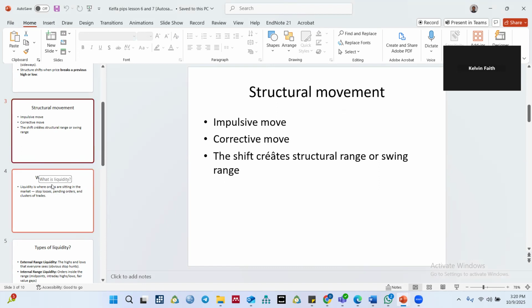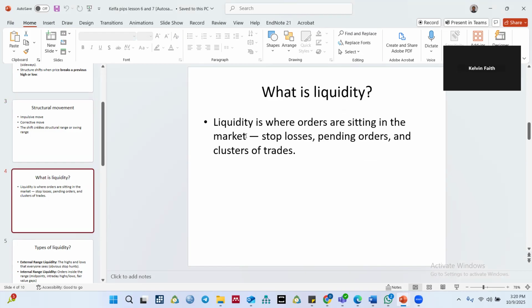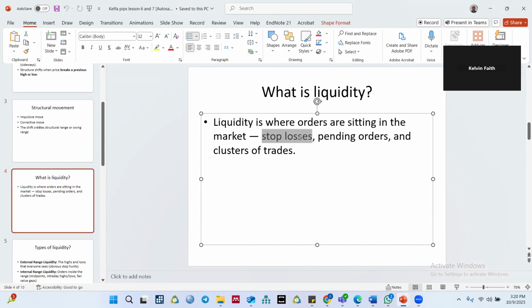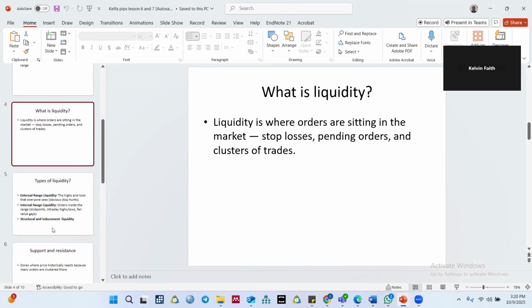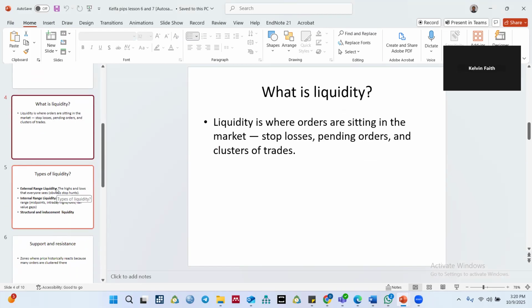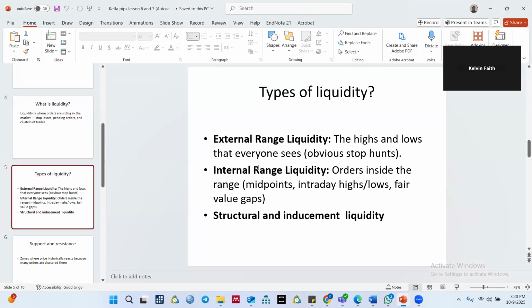So the next thing is, what is liquidity? Liquidity is where orders are sitting in the market. So where the retailers or people put their stop losses, pending orders or clusters of trades, that's what smart traders might consider as areas of liquidity. How many types of liquidity do we have? We have external range liquidity and internal liquidity, and we also have structural or inducement liquidity.